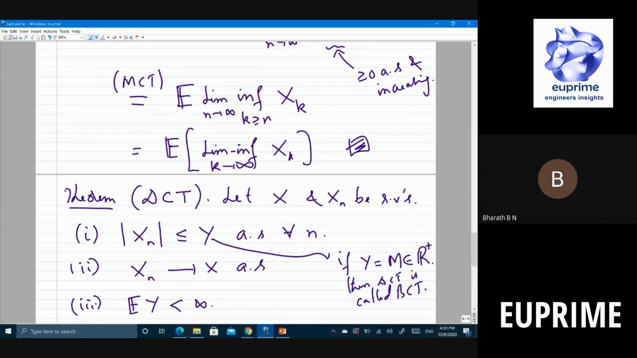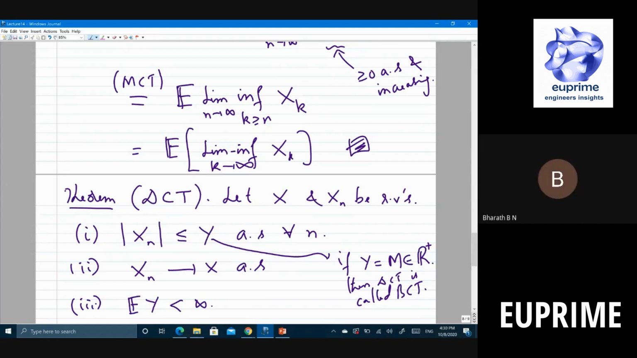When you say a random variable is less than another random variable, it's like pointwise less than, it's almost sure, right? So the outcomes for which the absolute value of Xn of omega is greater than Y of omega have zero probability. Yeah, that's what it means. Is that fine? Yes, sir.